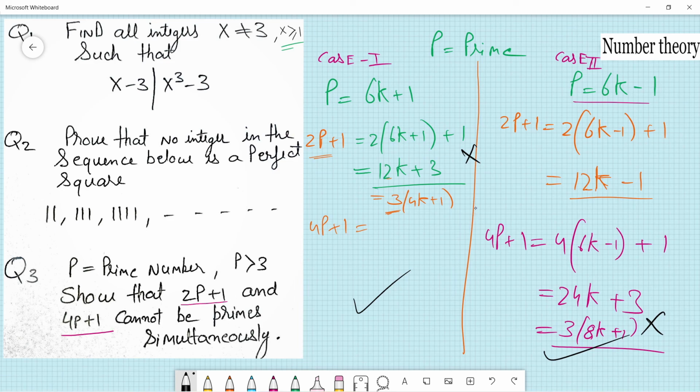So this shows that for any prime p greater than 3, of course, these two numbers can never be primes simultaneously. It may happen that one is prime and one is composite, that can happen, but both cannot be prime at the same time. So we have solved these 3 problems, and that's it for this video.